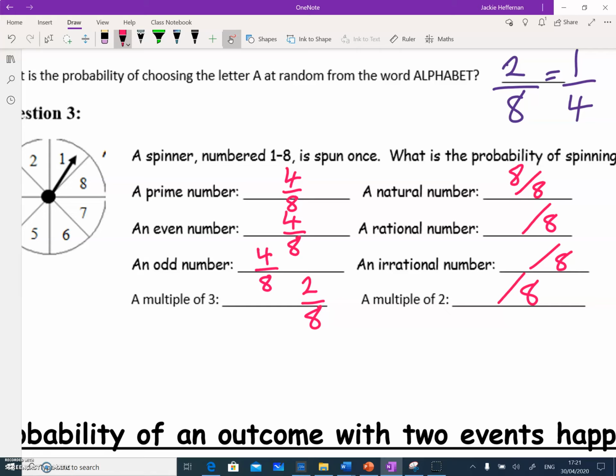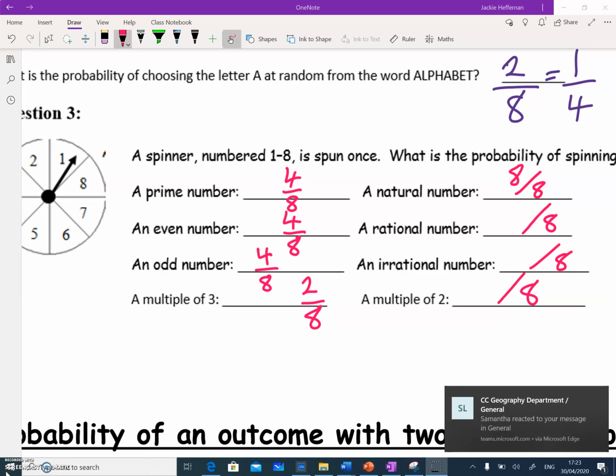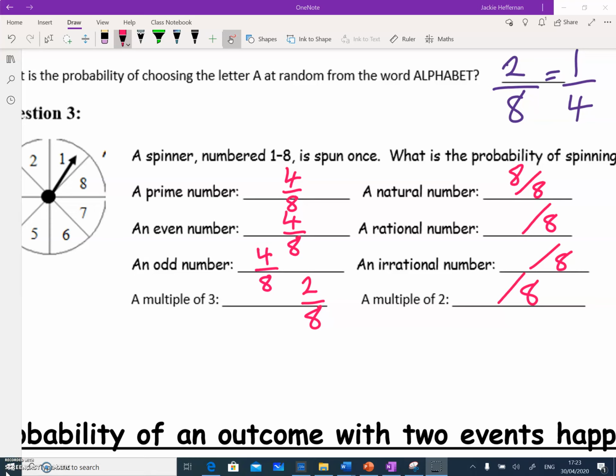Next one, a rational number. Okay, a rational number can be written as a fraction. So 1 can be written as a fraction because 1 over 1. 8 can be written as a fraction because 8 divided by 1, or you could have 16 divided by 2 and so on. So all those numbers are rational numbers.